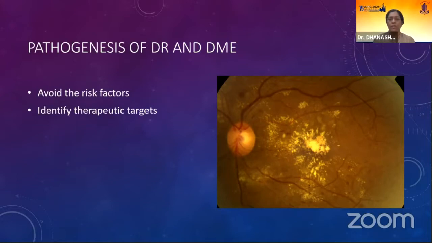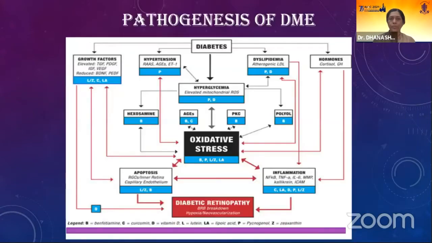Why should we even bother about pathogenesis? That is because it can help us avoid the risk factors, and it can also help us identify the therapeutic targets. This slide shows you the pathogenesis of DME, and as you can see, it is a busy slide and everything is interconnected with everything. It's a little complex, but let me take you through it.